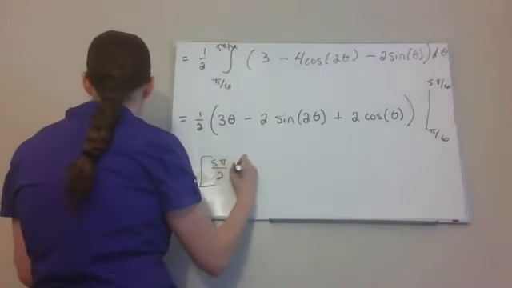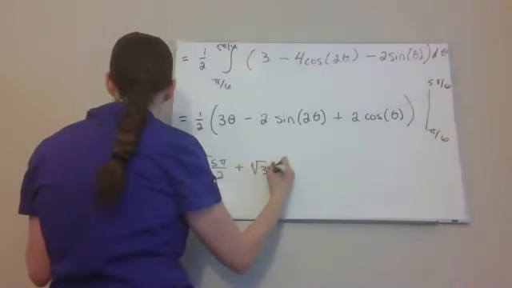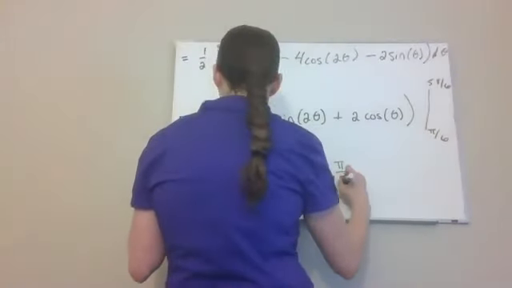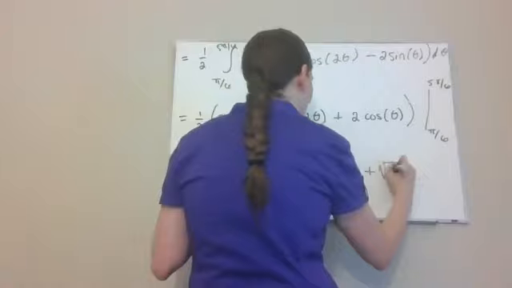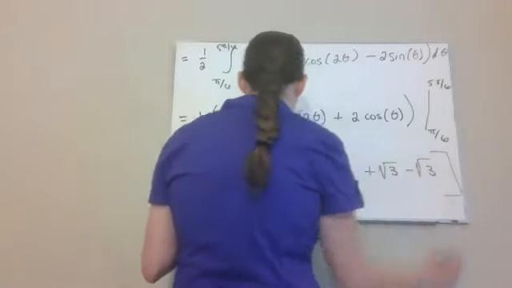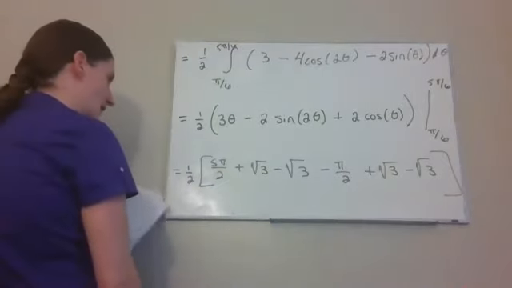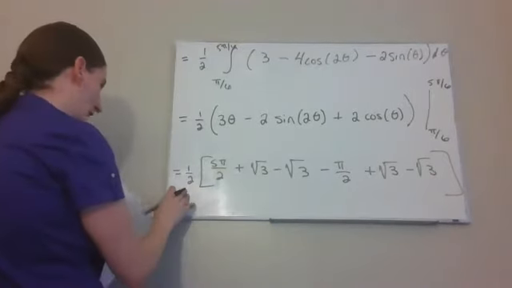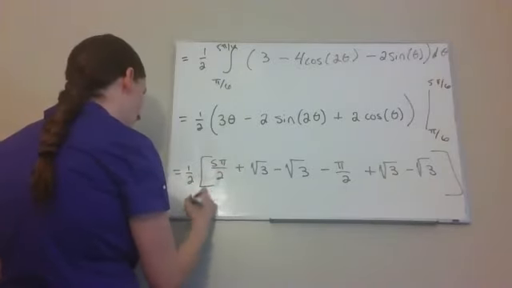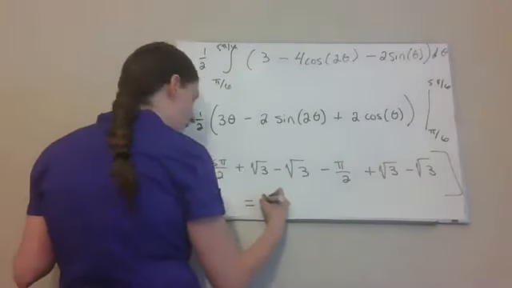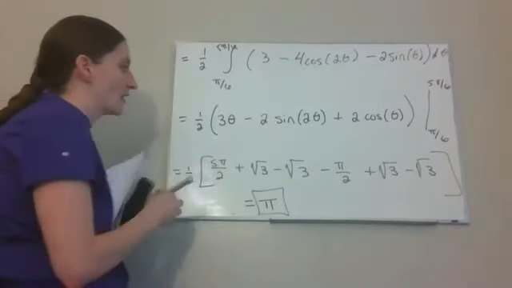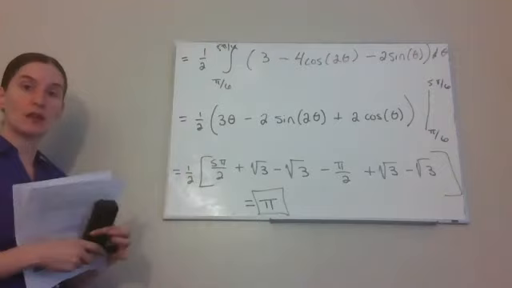5 pi over 2 plus square root 3 minus square root 3 minus pi over 2 plus square root 3 minus square root 3. And I combine all my like terms together, I'm going to get a 1/2 times a 4 pi over 2. That's 1/2 times 2 pi, which is just pi. So the area in between those two curves was equal to pi.